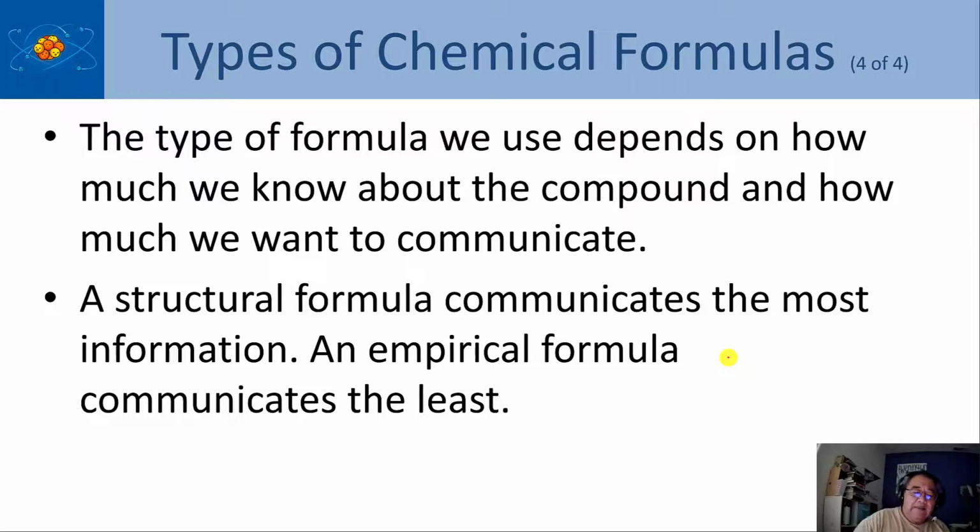And again, empirical formulas are really the simplest formula. They communicate the least information, and a molecular formula gives us more information, or a structural formula gives us the most information.